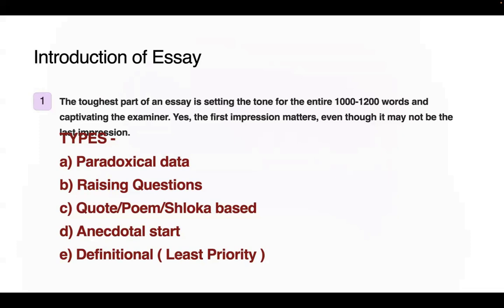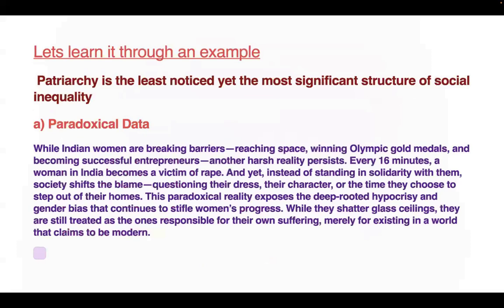The third way is you can write a quote, you can write a poem, you can write a sloka, and then introduce the essay. The fourth way, which you all do these days, is anecdotal start, writing a short story. And the fifth, if you don't know anything, you don't have any creativity left, that is the definitional way. That is defining the topics, the various keywords of the topic. That is of least priority. Let's learn it through an example. The essay topic, the same essay topic: patriarchy is the least noticed, yet the most significant structure of social inequality.